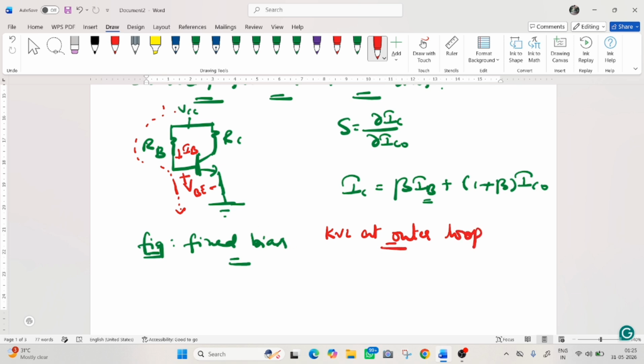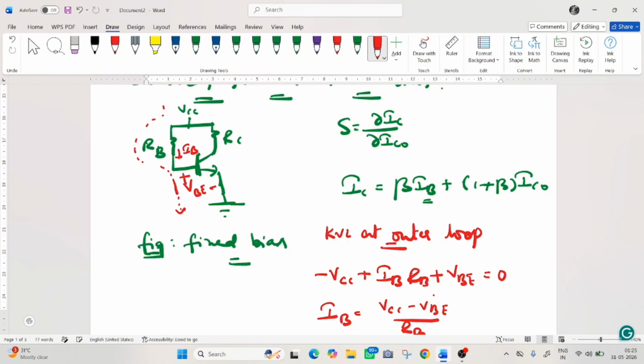Minus VCC, entering here, I'm saying minus VCC. In the first case, minus VCC. What is the voltage here? IB into RB, that is plus IB into RB. And then here the voltage, that is VBE, plus VBE is equal to 0. Then directly writing, this IB is equal to VCC minus VBE divided by RB.